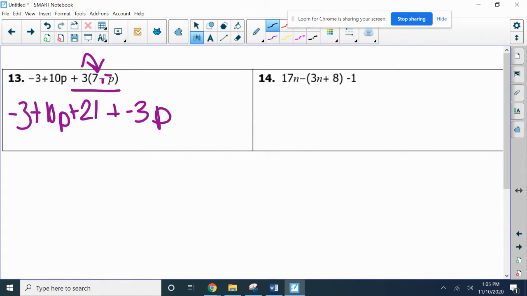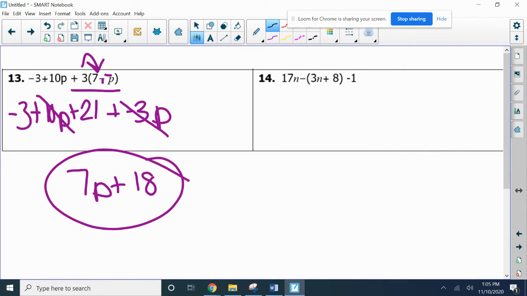So we're going to combine our p. So I have 10p and negative 3p, a positive and a negative. Subtract, keep the bigger sign. So 10 minus 3 is 7. 10 is bigger, so it's going to be positive 7p. We're done with that. And then I have positive 21 and negative 3. We're going to subtract and keep the larger sign again. So 21 minus 3 is 18, and 21 is larger, so it's going to stay positive. Did you get that right? Awesome. All right, so 14 we've seen a couple of times already.